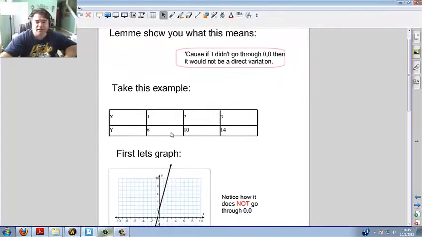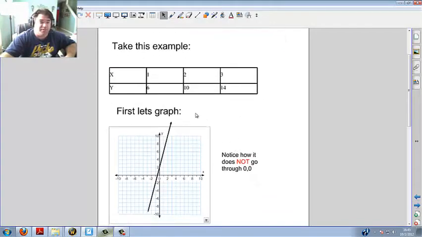Take this example. Let's take 6 divided by 1, 10 divided by 2, 14 divided by 3. Go ahead and see if all three are the same. And I'll bet you knew that they weren't. Because 6 divided by 1 is 6, 10 divided by 2 is 5, and 14 divided by 3 is a mess. So why aren't these the same? Because it didn't go through 0, 0.